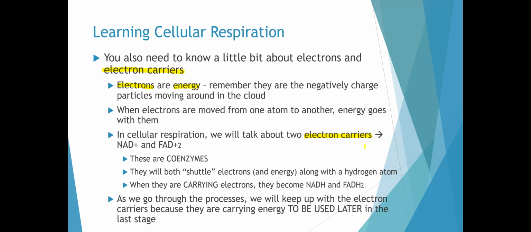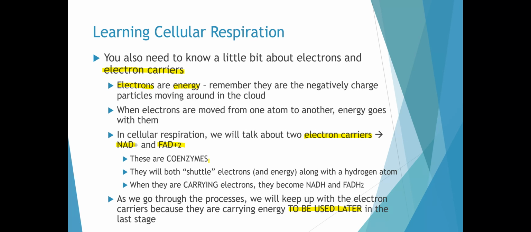And here's what you need to understand about electron carriers. They are carrying electrons or energy to be used later, okay? The reason we're keeping up with these as we go through the processes is they're carrying energy in the form of electrons to be used later. Now, the electrons don't go by themselves, okay? So when we talk about these electron carriers, we have two main examples. We have NAD and FAD.